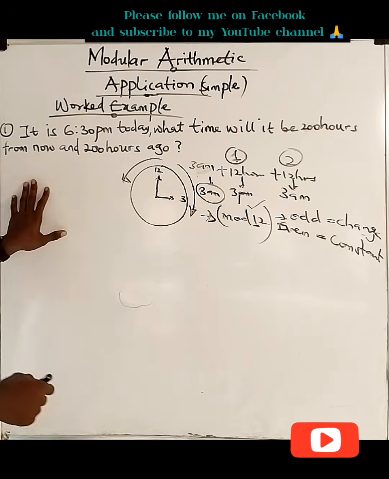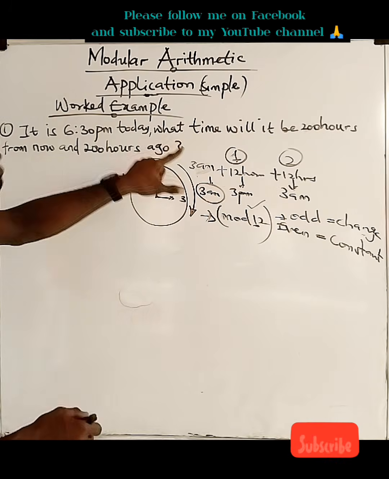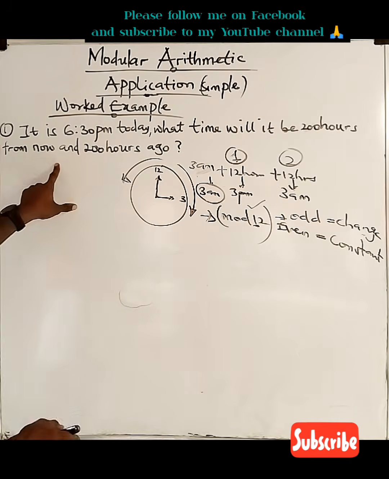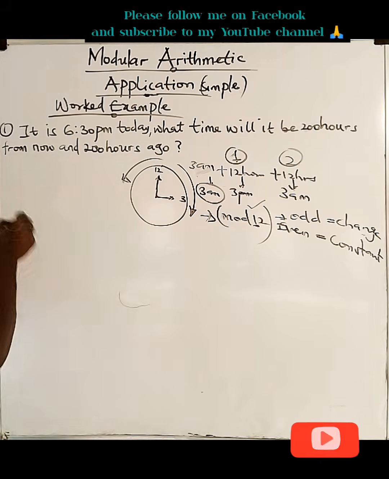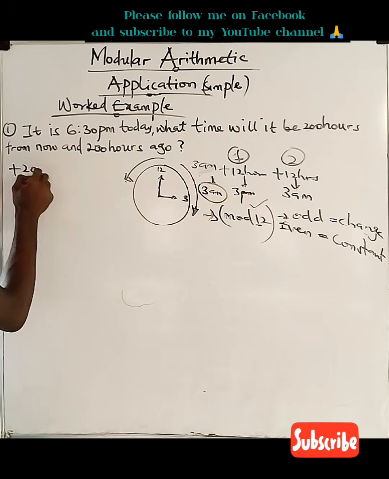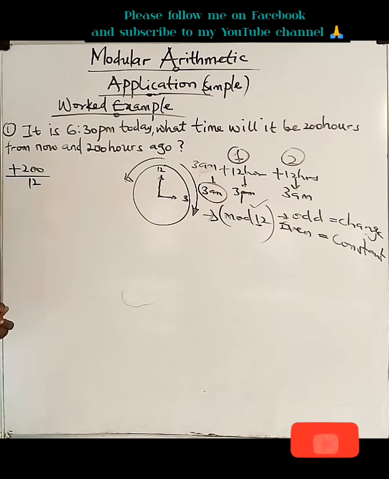So quickly, let's solve this. If it is 6:30 p.m. today, what time will it be 200 hours from now and 200 hours ago? So don't forget we are using modulo 12. So 200 hours from now, that's going to be plus 200 divided by 12. Now we're going to divide quickly.